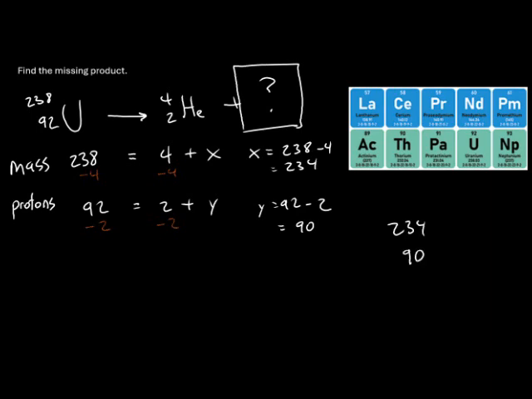If we go to this section of the periodic table, we'll recognize that element number 90 is thorium, Th. Therefore, the correct symbol of that missing product is 234, 90 thorium.